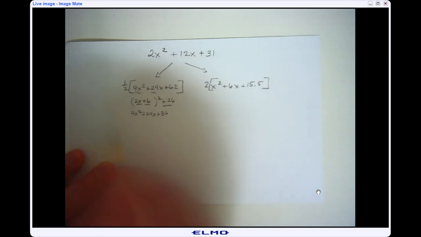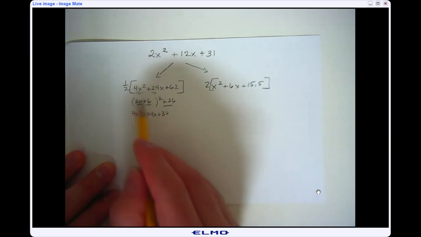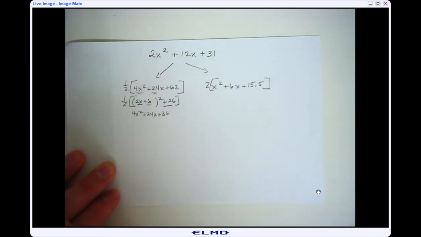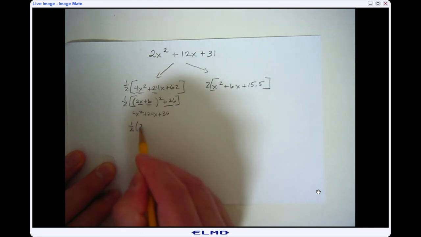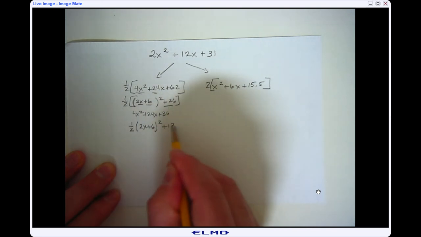Now one more thing you have to do with level 3 is I need to redistribute that 1/2 that I adjusted my original equation with. So then I would do 1/2. Now, order of operations, you have to do powers before you multiply. You would just leave the 1/2 in front, and you're not going to change anything in this parentheses, but you are going to take half of 26, which is 13.